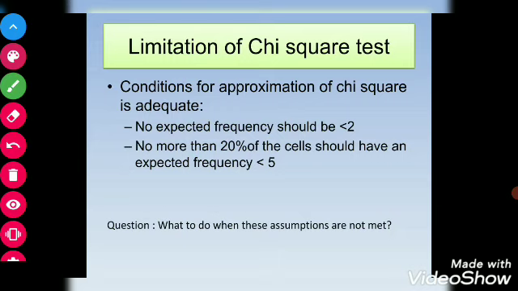So what will happen if these assumptions are not met? There is a provision if these assumptions are not met. There is one modification of the chi-square test that is known as Fisher's exact test. Just remember the name, Fisher's exact test. This is not part of your syllabus, so here we will not discuss Fisher's exact test.